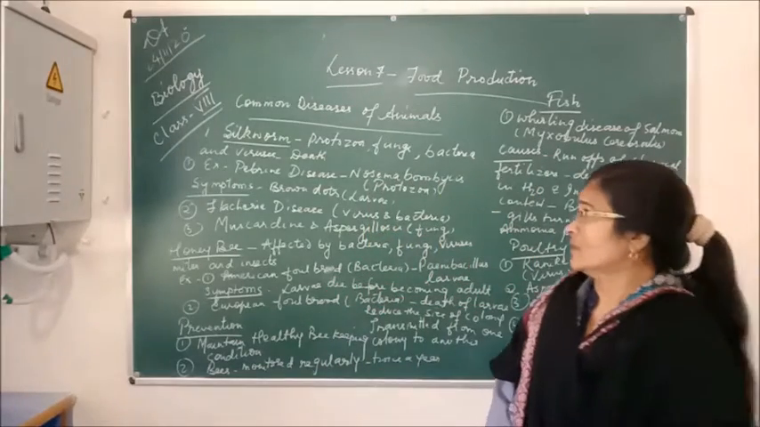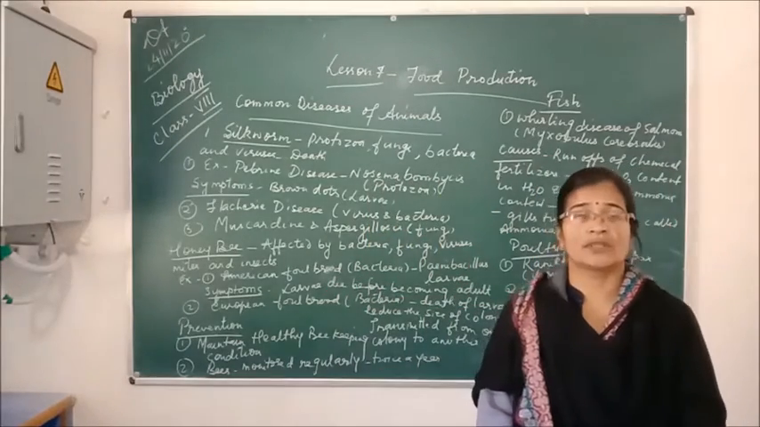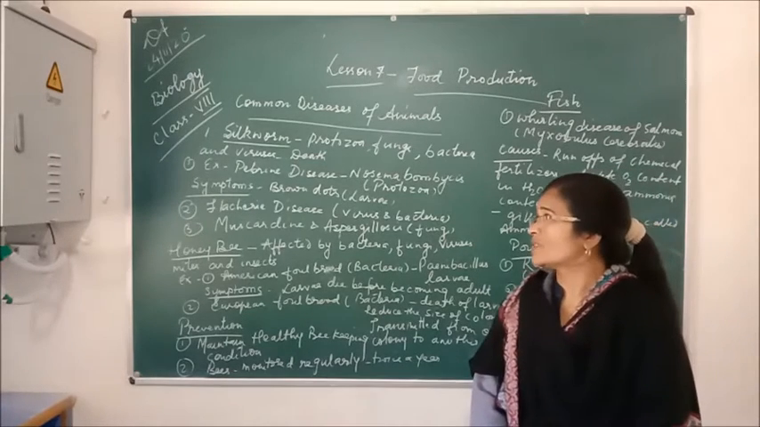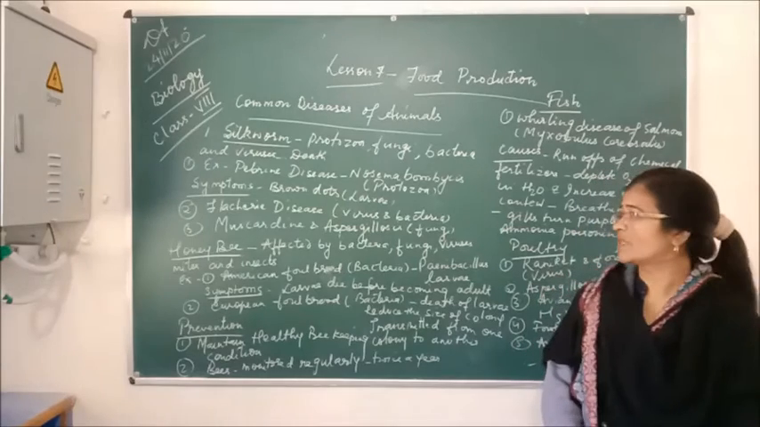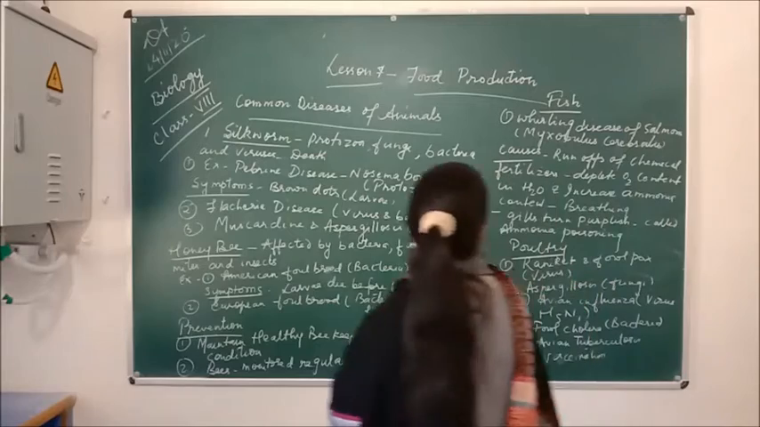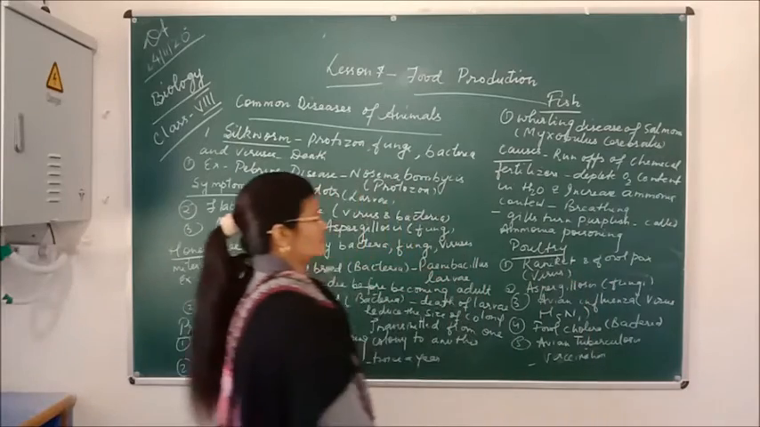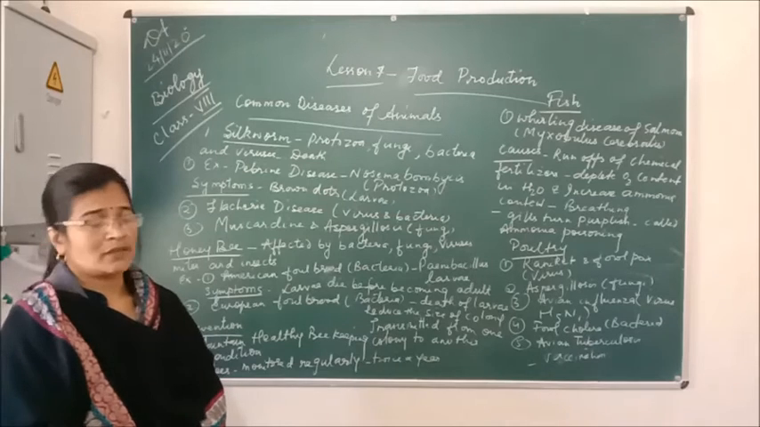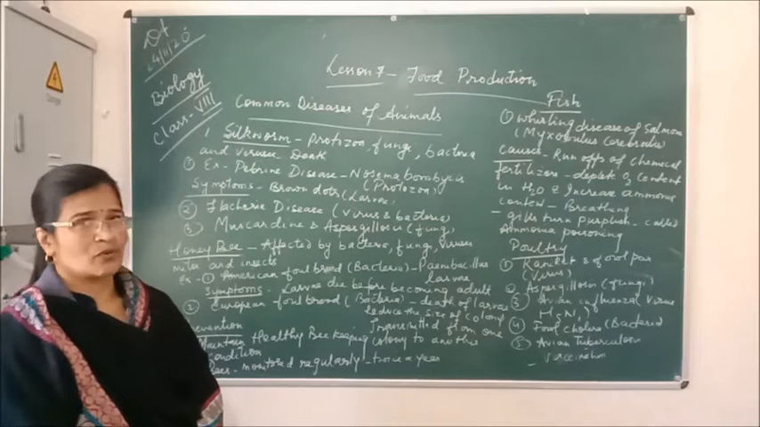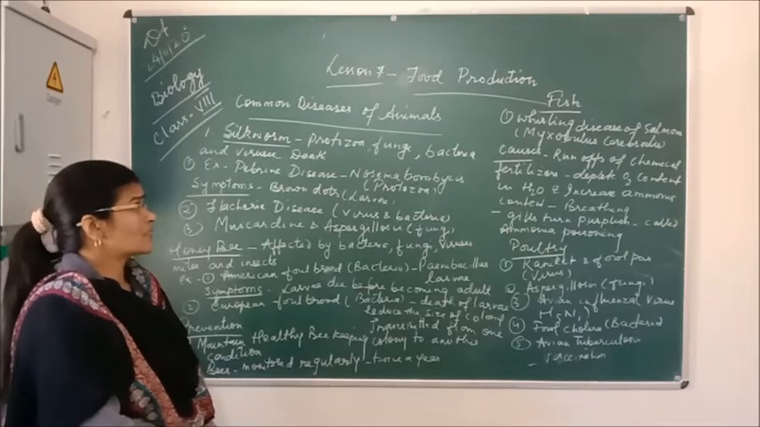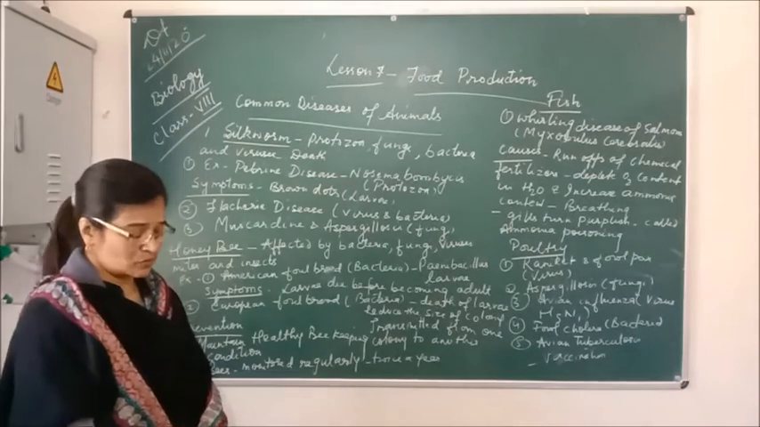Now today we'll study about the common diseases of the animals. In animals we have studied different kinds of animals like silkworm, honeybees, fish as well as poultry farming, as well as also the livestock farming like cows, goats, buffaloes and all. So what are the diseases these animals suffer from that we have to study today?